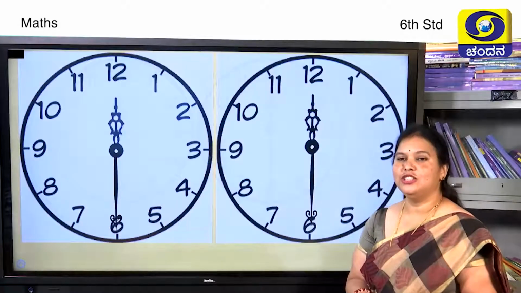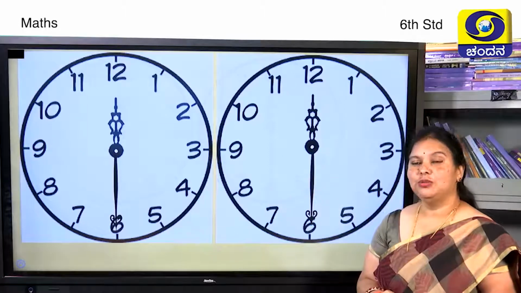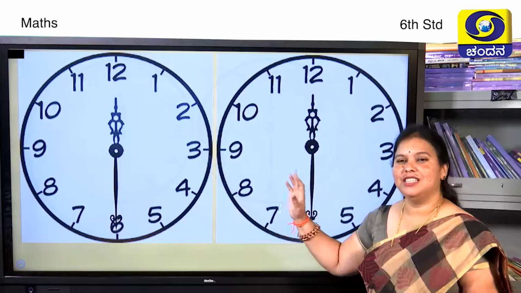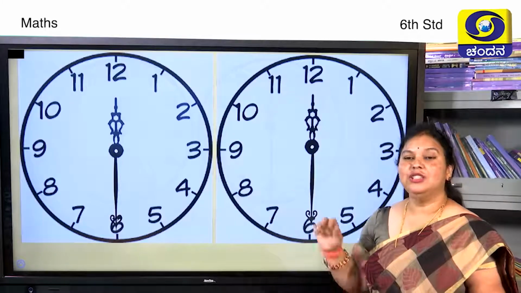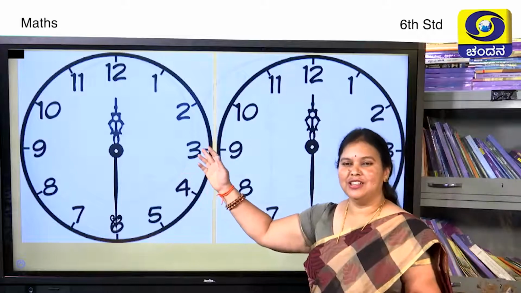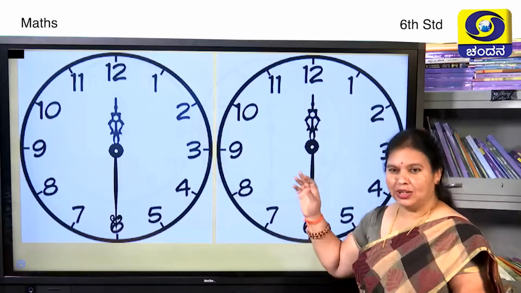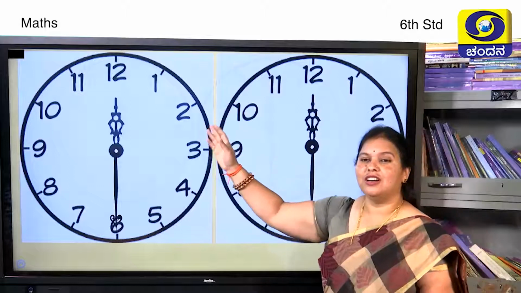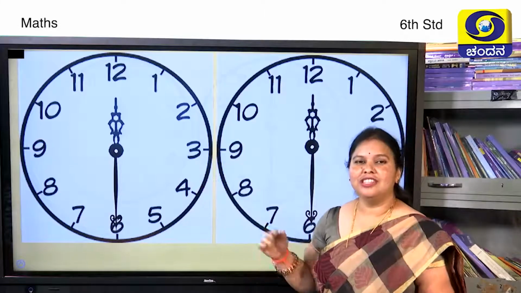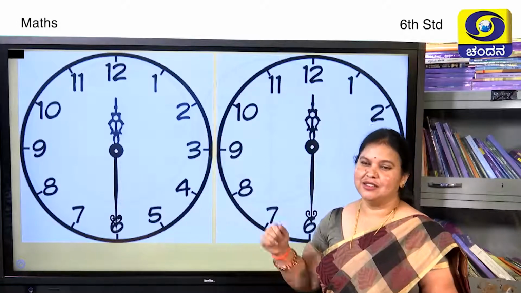Here you are seeing two simple clocks on the screen. You might have seen different types of clocks, but here I have taken a very simple clock so that you can understand the movement of the hour hand and minute hand very clearly. Here you have to observe the movement of the hour hand and minute hand with respect to directions that we have learnt in the last slide just before.